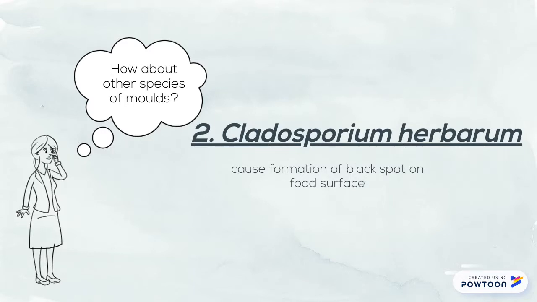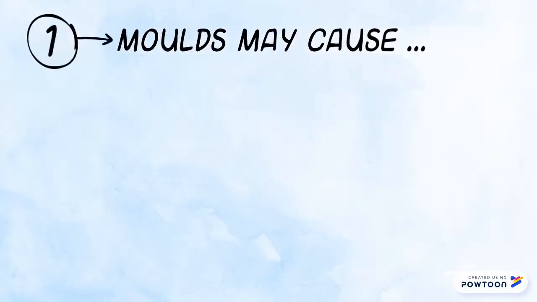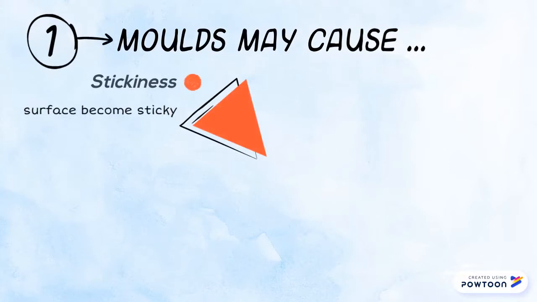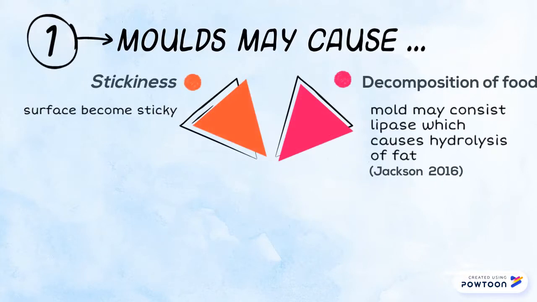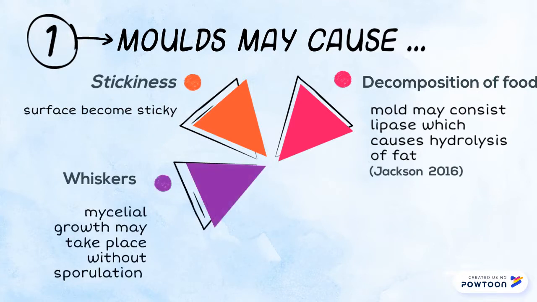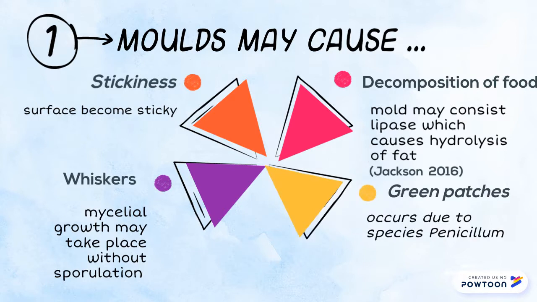Mold may cause stickiness as the food surface becomes sticky. Mold that contains lipases, which cause hydrolysis of fat, will lead to decomposition of food. Formation of whiskers may occur as mycelial growth takes place without sporulation. Green patches will occur due to the species Penicillium.